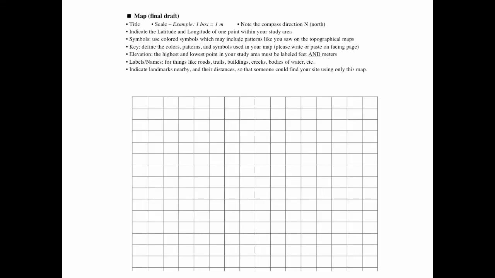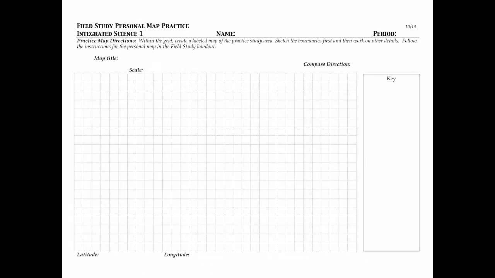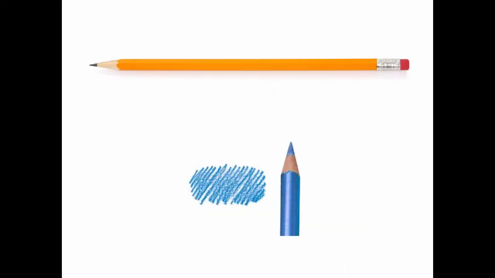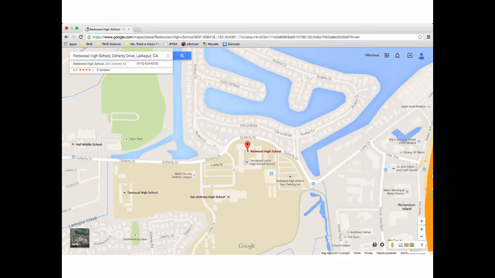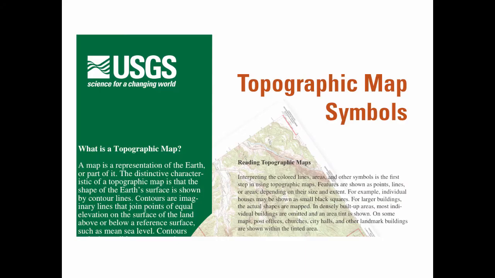Page 6 of your field study packet, the field study mapping practice worksheet. You can get a copy of this form from me in class or from my website. You'll need a pencil, a blue colored pencil, a ruler, a calculator, access to Google Maps, and a copy of the topographic map symbols key. This can also be found on my website. Pause this video and collect your materials.